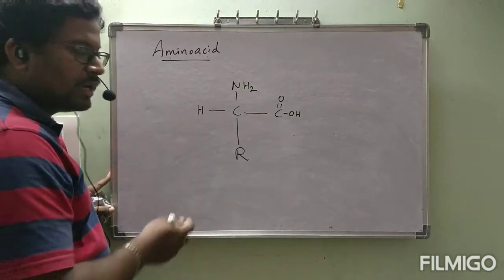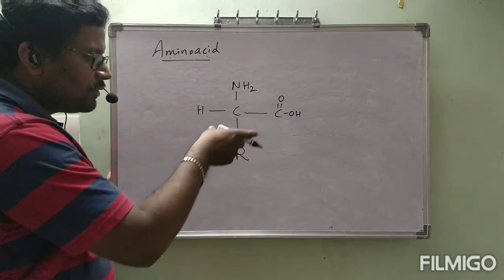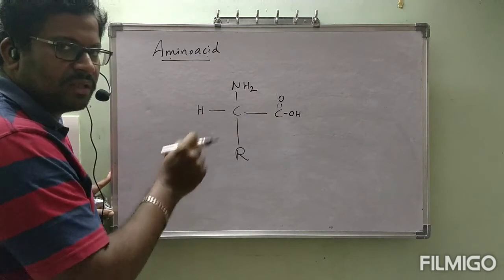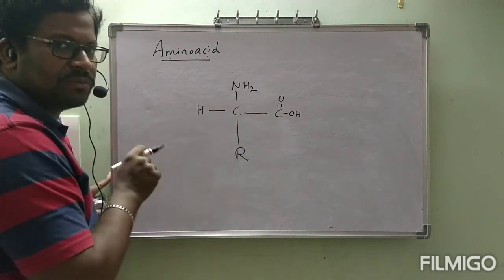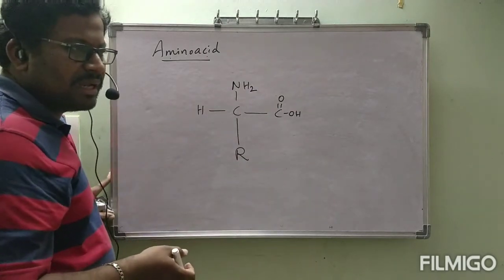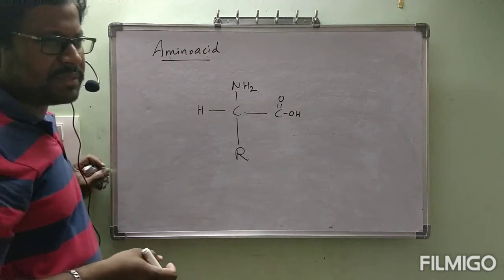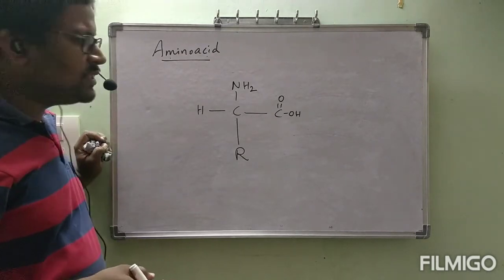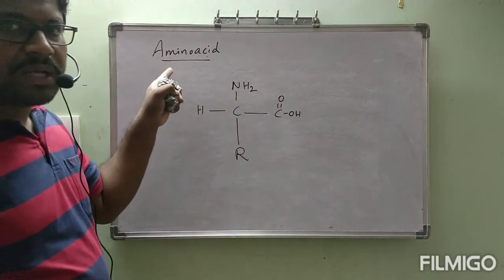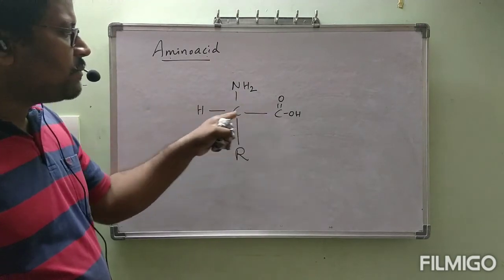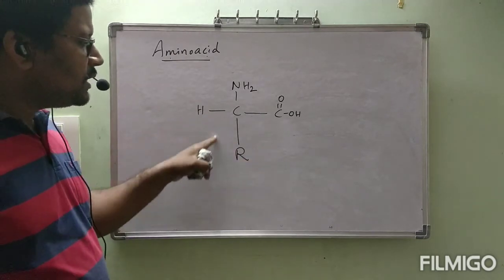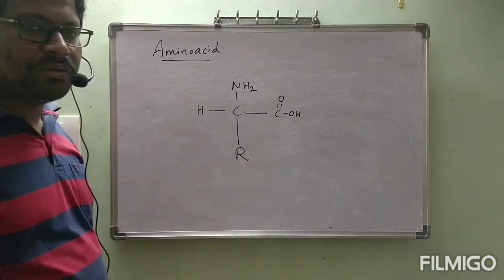Sir, what is this R? Depending on the R group only, we have various types of amino acids. If the R group is CH3, that is one amino acid. If the R group is H, that is another amino acid. Like that, we have various amino acids. Nearly 20, 21 amino acids are present. The substance which has both an amino group and an acid group is called an amino acid. Those amino group and acid group are bonded to one carbon, along with a hydrogen. Then this fourth group is the only difference.